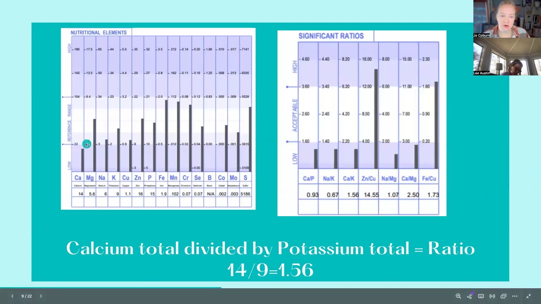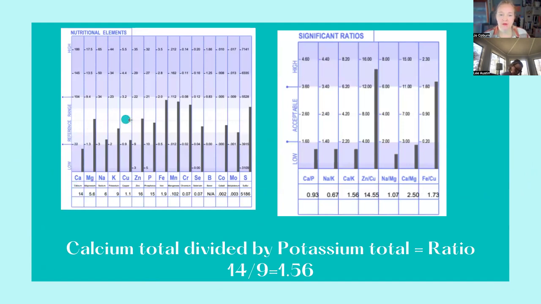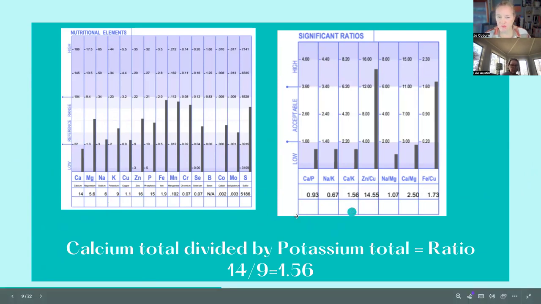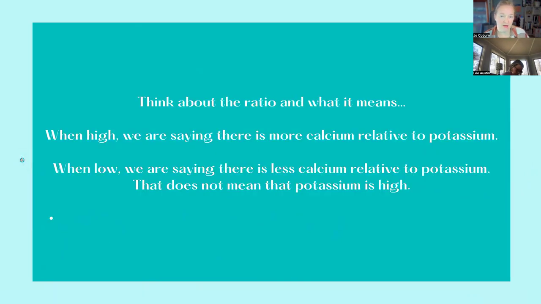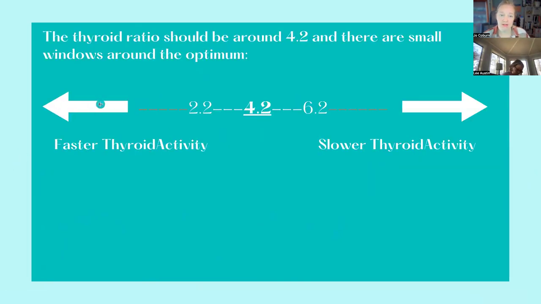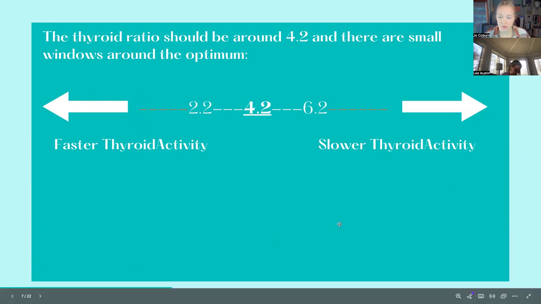So you're going to take the total calcium divided by the total potassium to get the calcium potassium ratio. So here it's 14 divided by 9, which is going to give you 1.56. And if we go back, 1.56 is over here. So you're going to expect faster thyroid activity when you've got a low number, a low ratio.